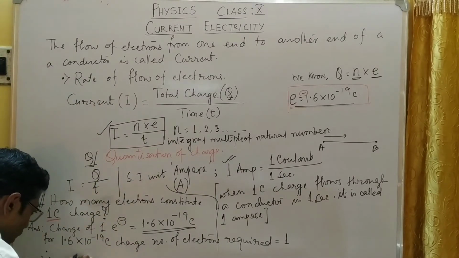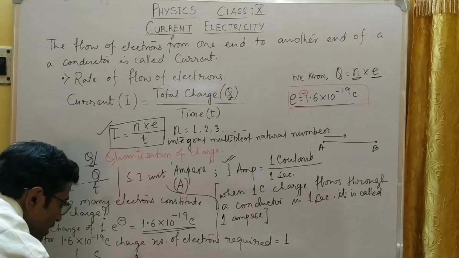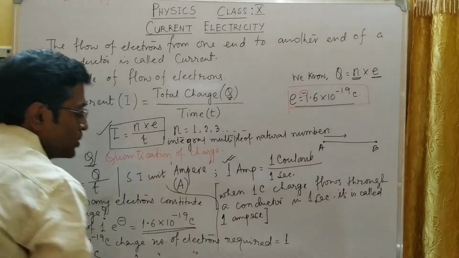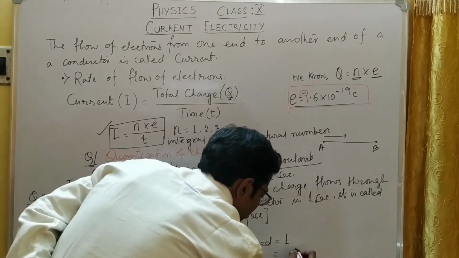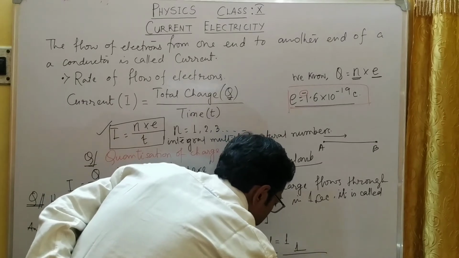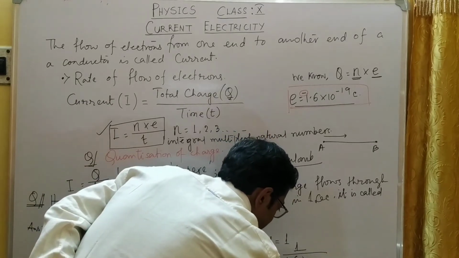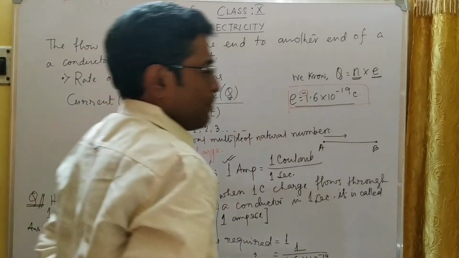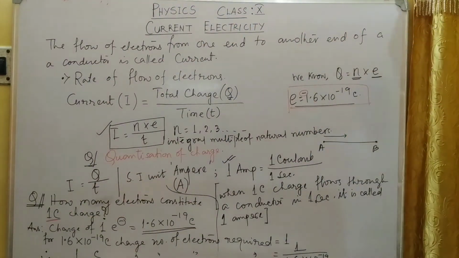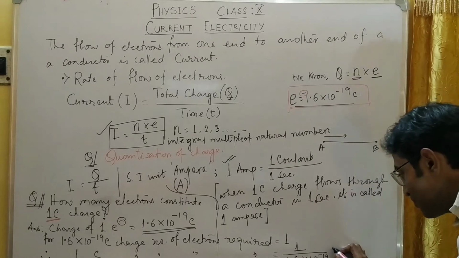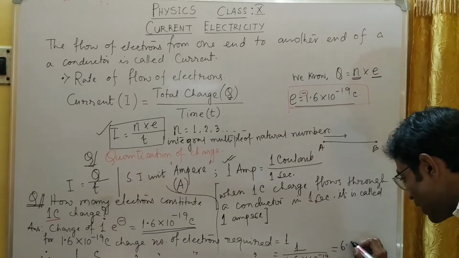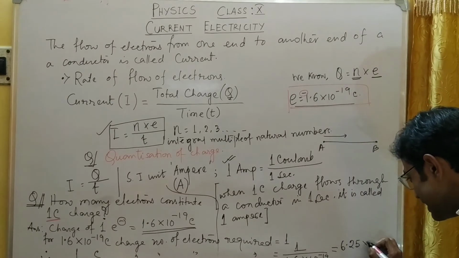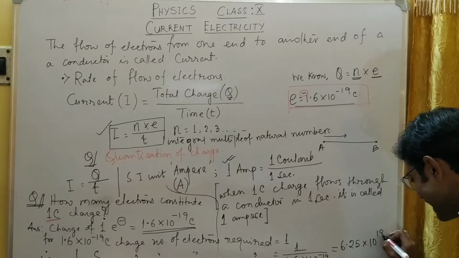Therefore, for 1 coulomb charge, the number of electrons required, I can write like this: 1 divided by 1.6 into 10 to the power minus 19. So remember, if you calculate it, its value will come roughly as 6.25 into 10 to the power 18.